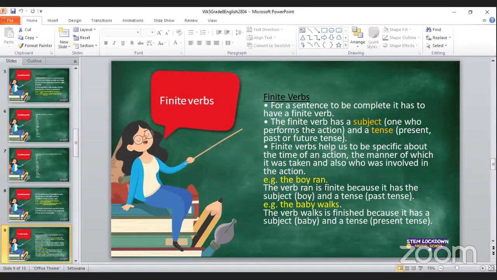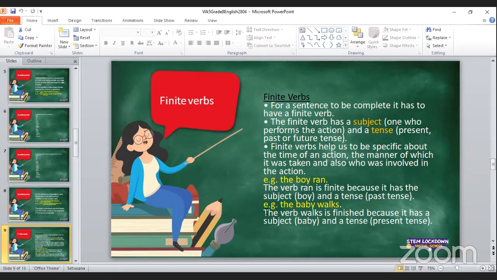So the verb ran is finite. Why? Because it has the subject, which is boy, and a tense, which is the past tense. This past tense we see with the word ran, because ran is the past tense of the word run. So the verb ran is finite because it has the subject boy and a tense, the past tense.